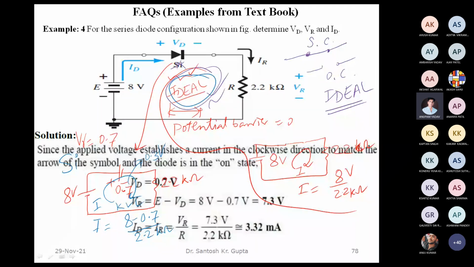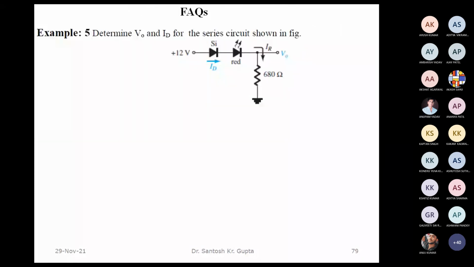So we have just seen both the cases, the ideal case and the real diode case. Another case, we have already seen this in the last lecture. Just quickly we can revisit it. If some doubt is there, then we can clarify here. We have two diodes connected in series.